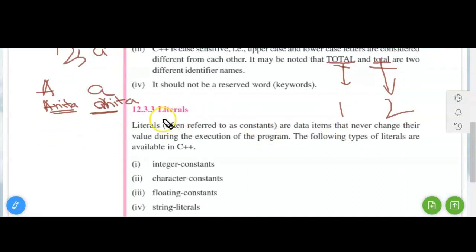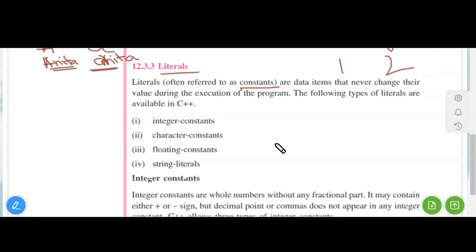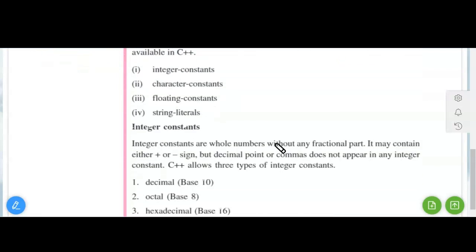The next topic is literals. Literals are constants. Their values are the same throughout the program. They are data items that never change their value during the execution of the program. So throughout the program, it takes a value and that value stays the same in the whole program. We have four types of literals: integer constant, character constant, floating constant, and string literals. So what are they? Let's see.